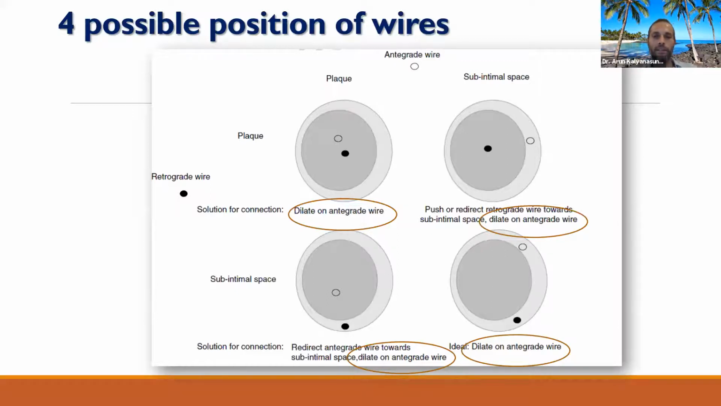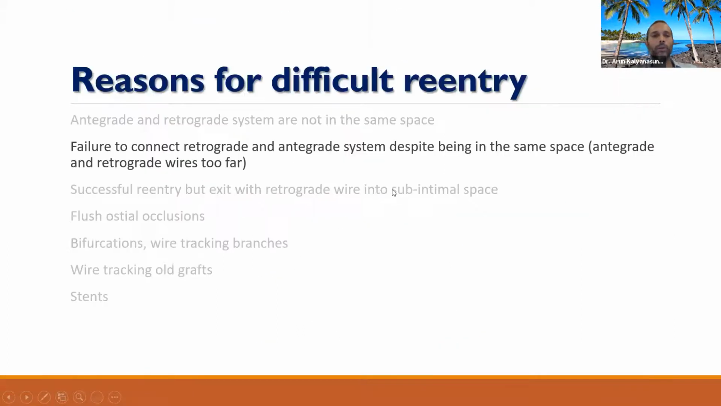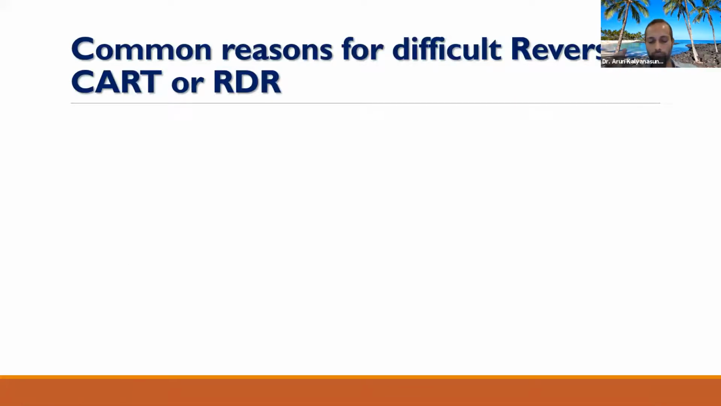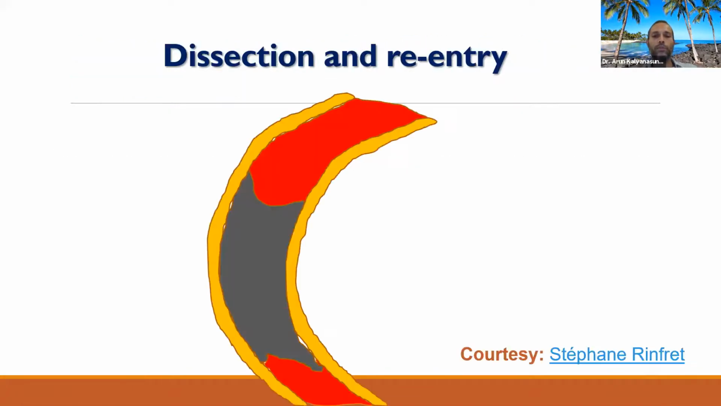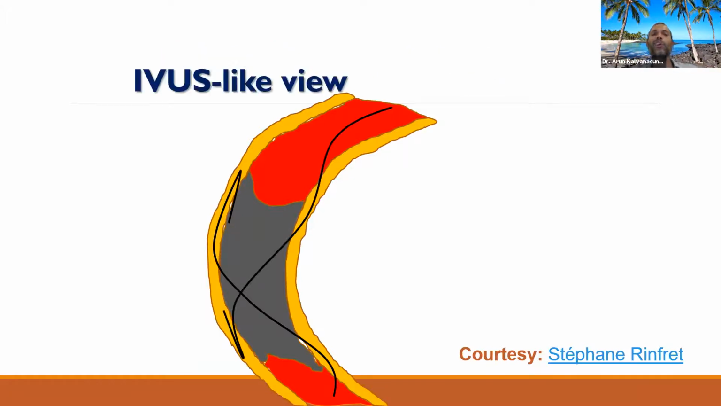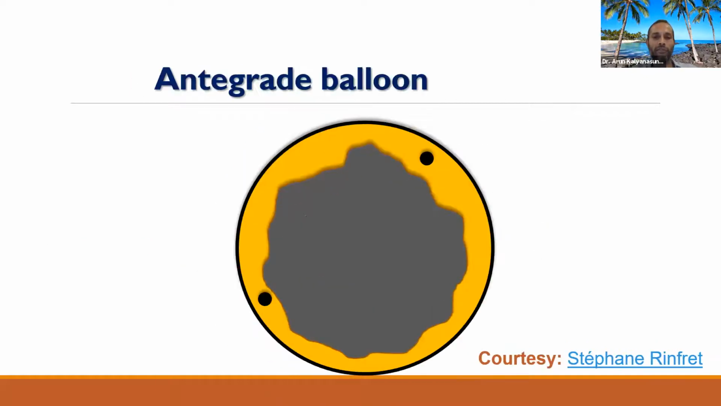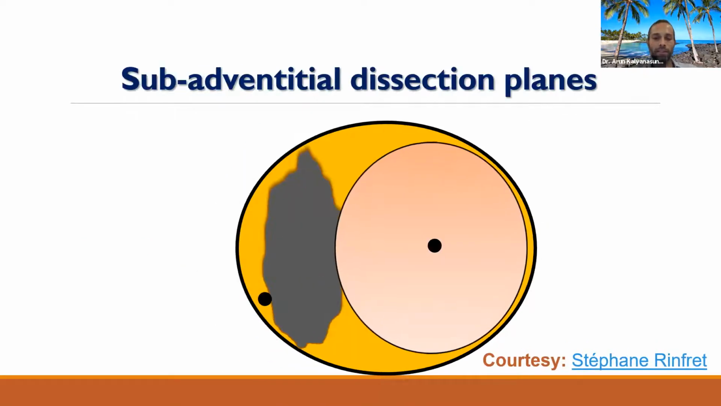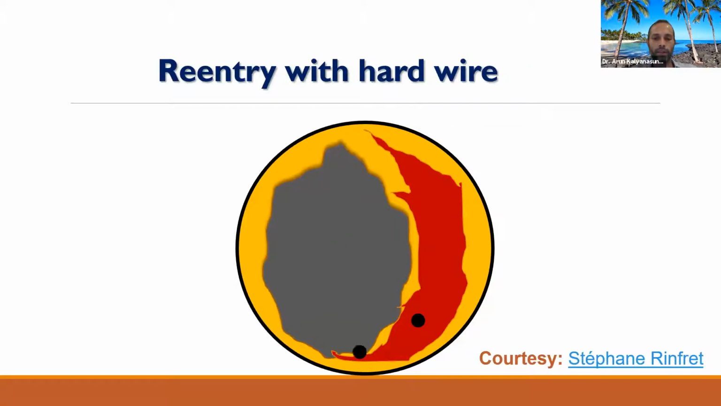Many, many times, the answer is always dilate on the antegrade wire, right? Because in these four situations, the four permutations, typically dilating works. So go with the bigger balloon. That's the easiest thing that I would tell people. So if it's too far, and this is from my good friend Stefan, I'm not savvy enough to make these cool cartoons. If you take an IVUS-like view, that's a really nice animation that I thanked him for, and I can use it: balloon it, and then use a hard wire to connect the dots.